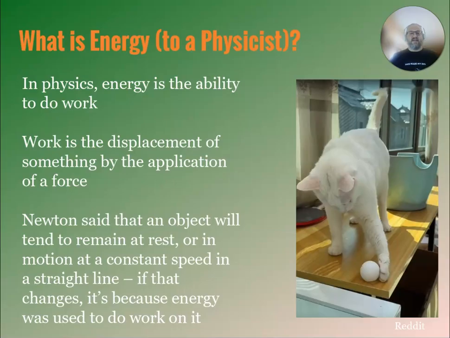A way you can think of this is if you remember Newton's first law, that an object will tend to either remain at rest or in motion at a constant speed in a straight line, unless it's acted on by some outside force. So we have that default behavior of everything: they're going to stay at rest or moving in a straight line at a constant speed. And if something alters that default state, it's because you're using energy to do work on it. On the picture there, that ball's default state is to sit there on the table, and that cat is going to use some energy to do a little bit of work to that ball to knock it off of there.